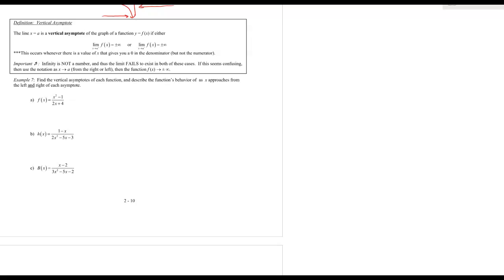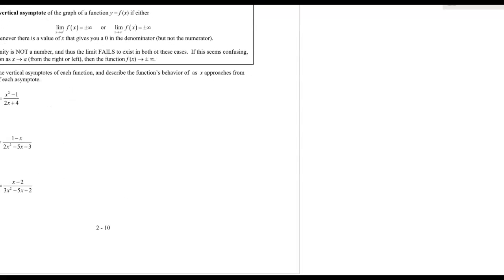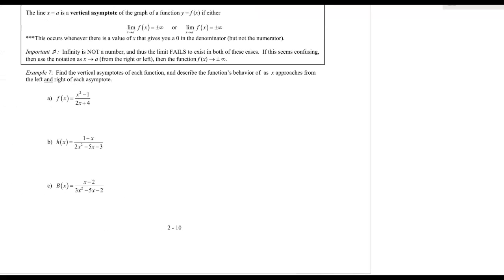Alright, and then the last thing I get to do is try to determine where my vertical asymptotes are of each function. So vertical asymptotes of a graph y equals f of x occur if either the limit of x approaching a of f of x is positive infinity or negative infinity, or the limit as x approaches a from the left or right, it doesn't really matter, approaches positive or negative infinity. It's the same thing twice.